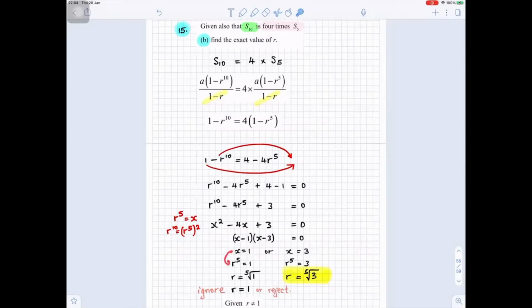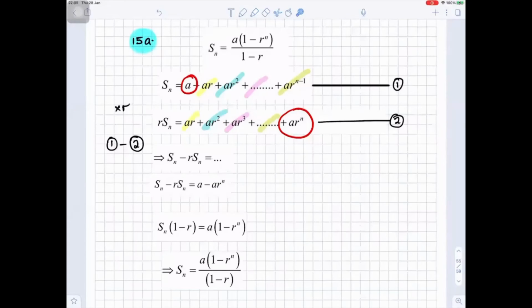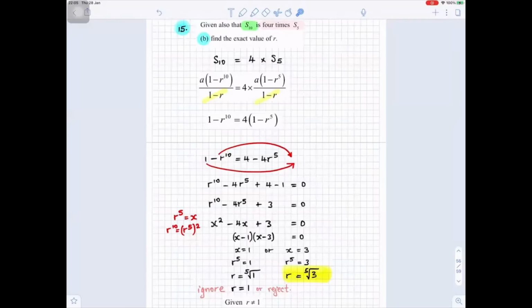Now replace x with R to the 5. R to the 5 is 1, so R is the fifth root of 1, which is 1. And we reject this answer. R to the 5 equals 3, so R is the fifth root of 3 is the answer we want, because the question says given that R is not equal to 1. That's why we reject R equals 1. So that's your answer for 15A. And that's your answer for 15B.